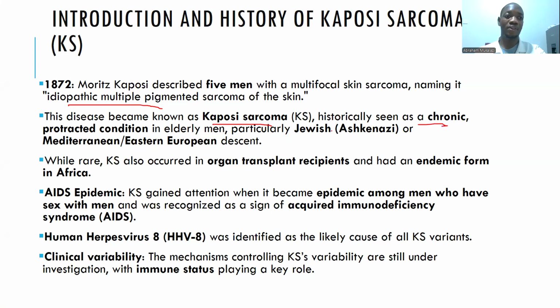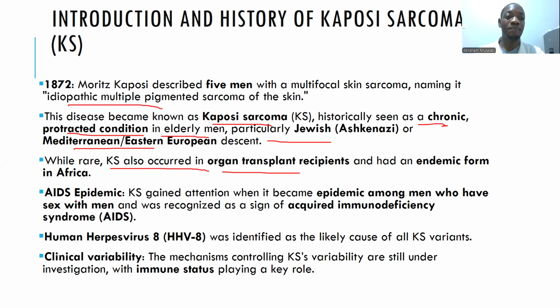Historically, it was also seen as a chronic protracted condition in elderly men, particularly in the Jewish population, and also those individuals living in the Mediterranean or of Eastern European descent. So it's a little bit rare, but it also occurred in patients who had organ transplants, and we also had an endemic form that occurred in Africa, and this gave rise to the different categories that we have for Kaposi sarcoma. And when you look at patients living with HIV, they also got their own type that we call HIV associated.